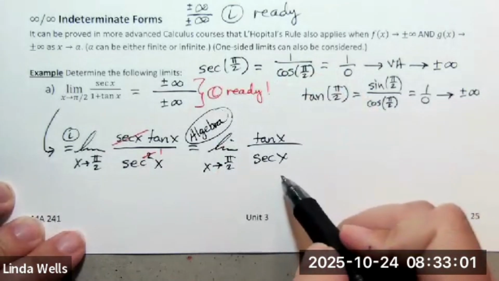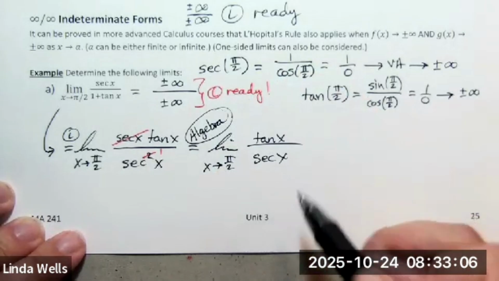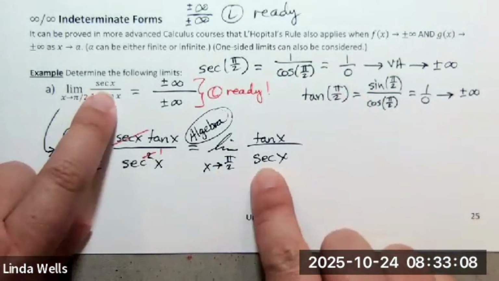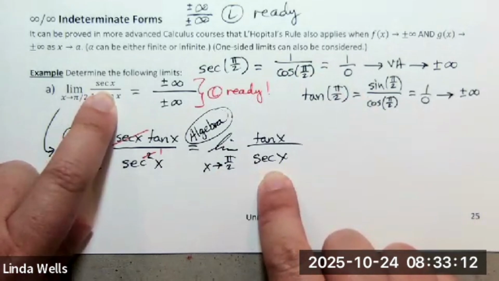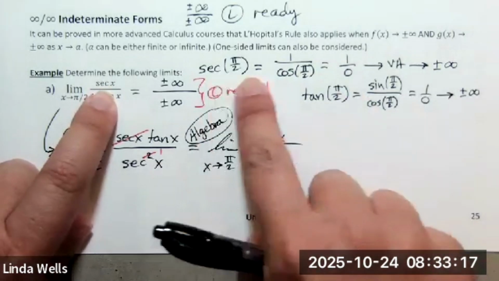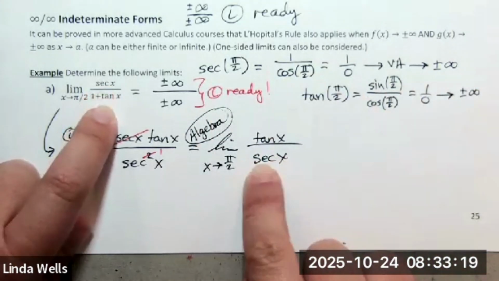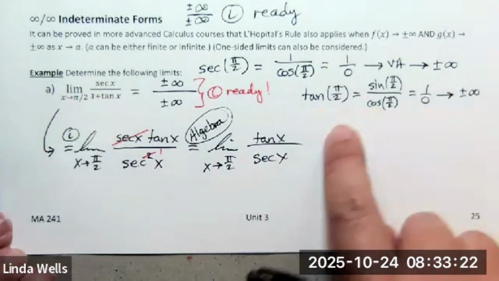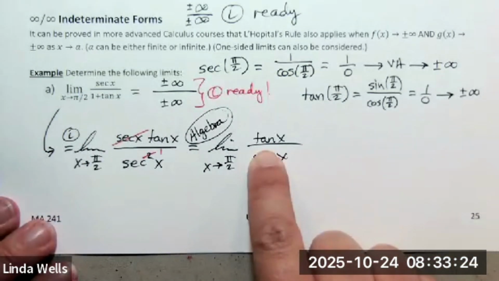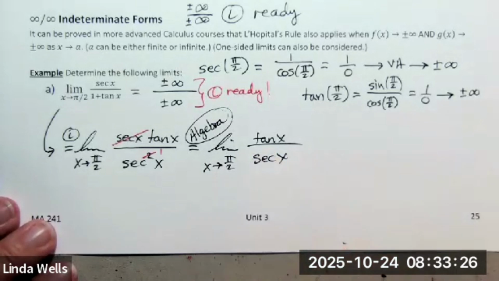All right, now what should we do? Wait a second. We already know that secant is going to be what? Not the derivative, not the identity. We know that secant at pi over 2 is infinity. We already found tangent at pi over 2 is also infinity. What does that mean? L'Hopital or give up.